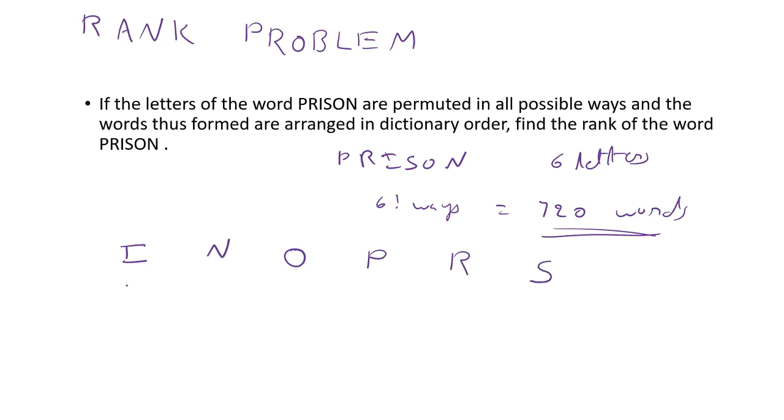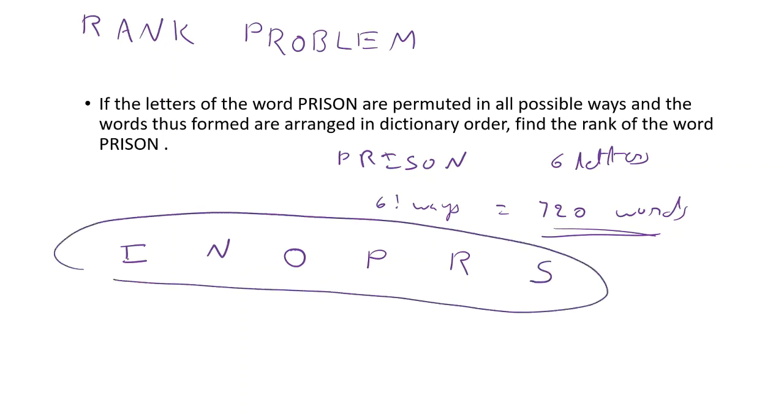Suppose that you have a dictionary which contains only the words comprised of these 6 letters. Now we have to search for this word prison. If I want to search for it, I can directly go to the page which begins with P. But before I go to the page which begins with P, I have to count how many words there are which begin with I, which begin with N, and which begin with O.